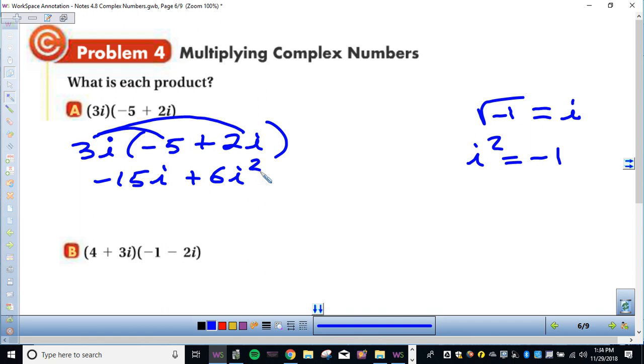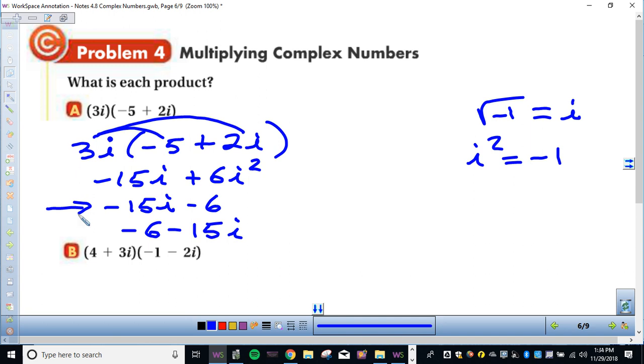Negative 1. So that just makes this negative 6 right here. Okay? So you get negative 15i minus 6. So that's a half point off right there because we need to write it in standard form. I'm just teaching it to you now. You don't know what standard form is yet. Standard form is the real number first, then the imaginary number. So you just have to write it as negative 6 minus 15i. Again, if you write it like that, that's minus 1/2. Write it like this, full credit.